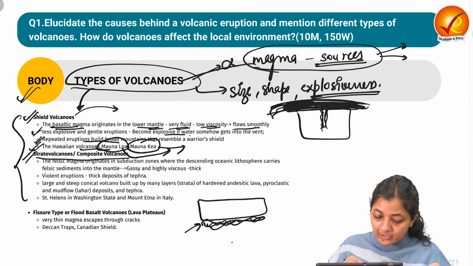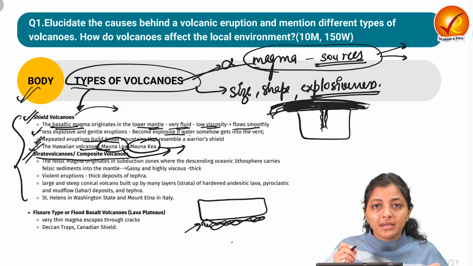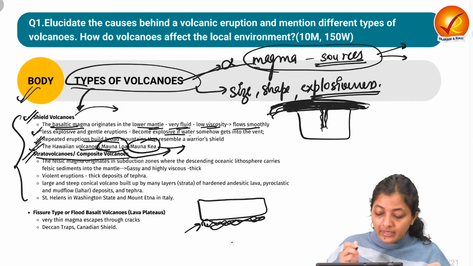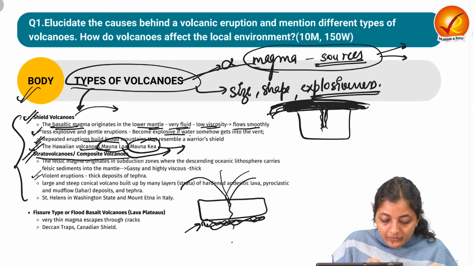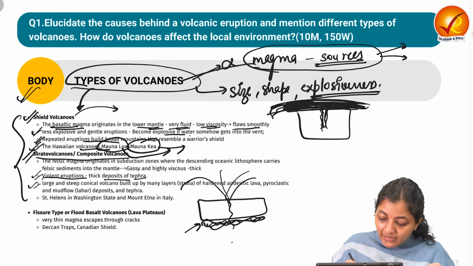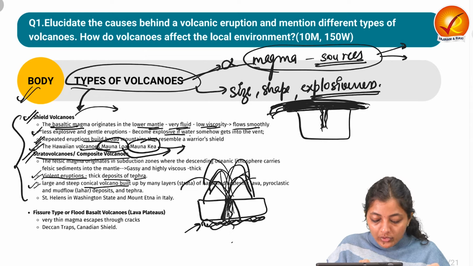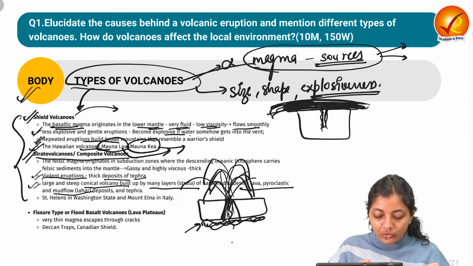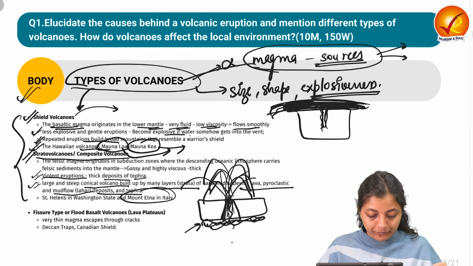This felsic magma is less dense as compared to the mafic or basaltic magma, and it has a high viscosity. Then when it comes on the surface, it comes with a blast. So these have violent eruptions because of the thick deposits of tephra. When it comes on the surface, it creates a huge vent as well, and the shape is like this: a large and steep conical volcano built up by many layers of deposited lava, pyroclastic material, mud flows, lahar deposits and tephra. You can quote the example of Mount Etna in Italy.